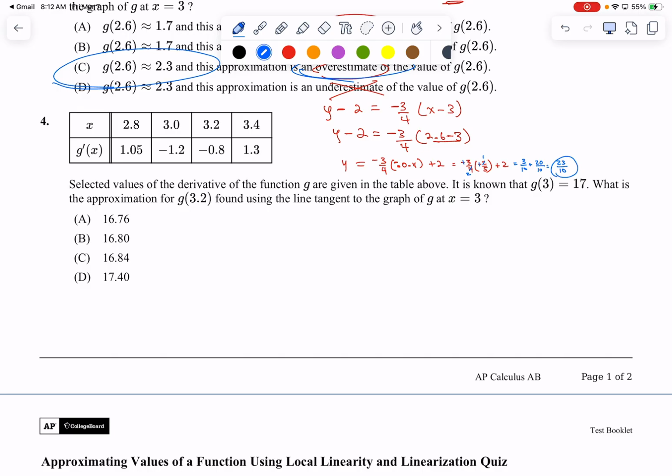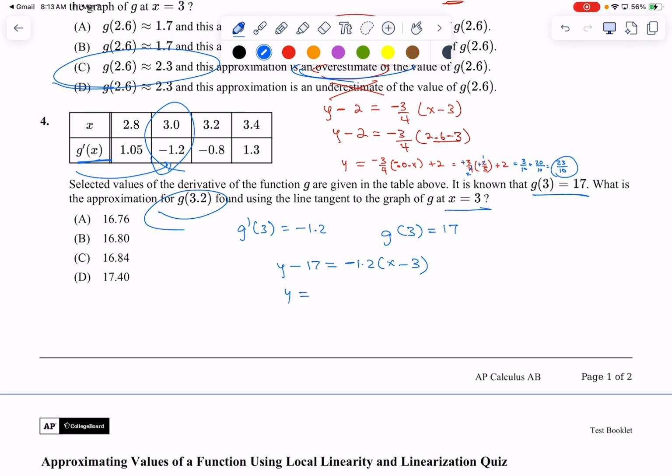Again, they give you a point, you've got the slope. The slope's negative 1.2 from the table because they said selected values of the derivative are given in the table. So we have the slope of the tangent line at 3. It's negative 1.2. The point is (3, 17). So we're going to have y minus 17 is equal to negative 1.2 times x minus 3. They want you to estimate at 3.2. So I have y equals negative 1.2 times 3.2 minus 3 plus 17. Negative 1.2 times 0.2. Is that correct?